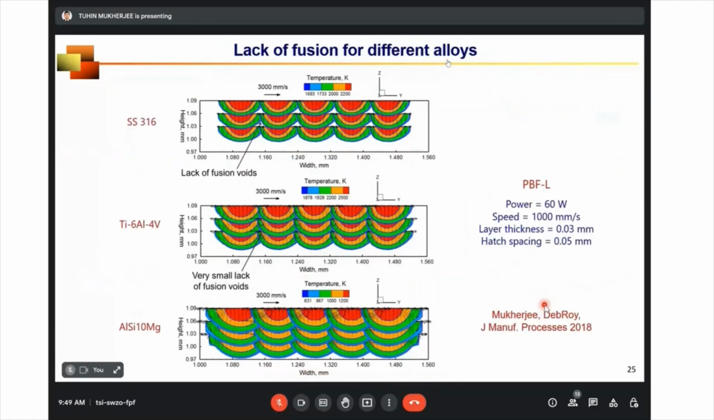For different alloys, lack of fusion also forms differently because it is not only the process condition like the heat input, but also the material property.